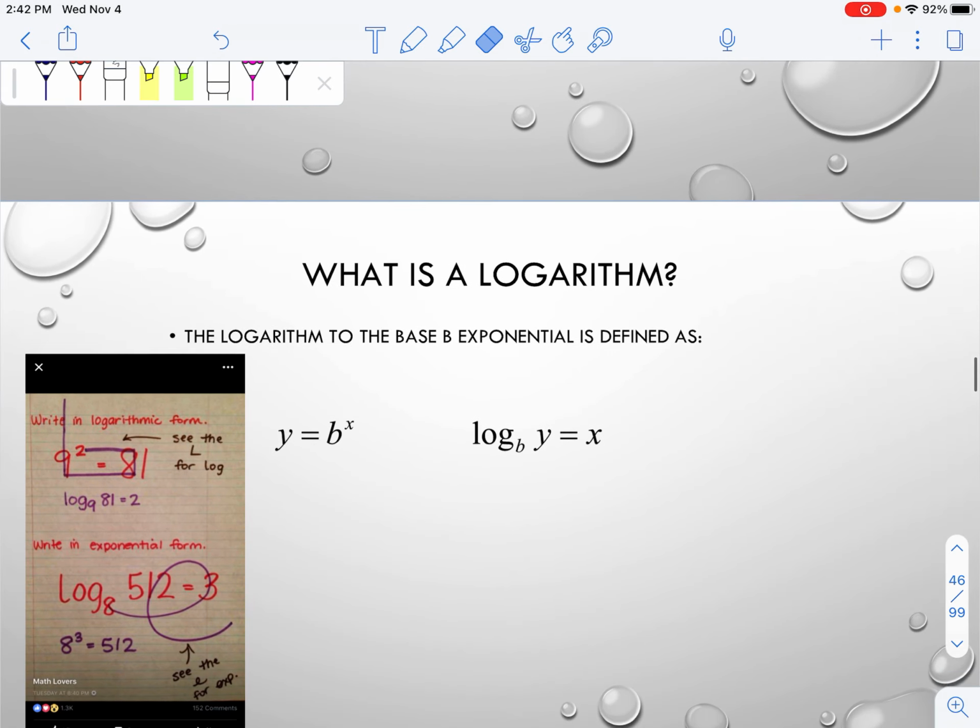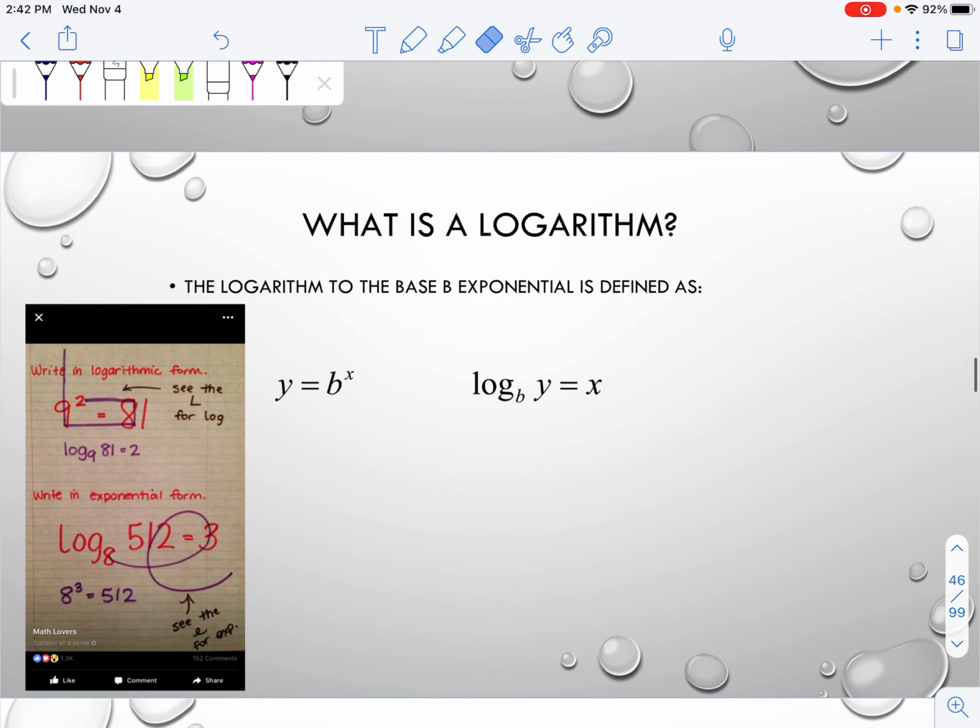So what exactly is a logarithm? A logarithm to the base b exponential is defined as such. y equals b to the x is equivalent to log base b of y equals x. Again, sounds confusing, sounds very different. Basically, a log is the power to which a number must be raised in order to get another number. So we have to figure out what we have to raise it to in order to get out what we want.